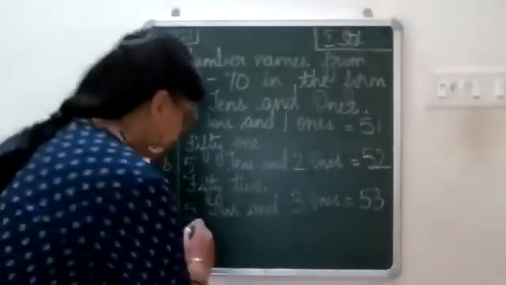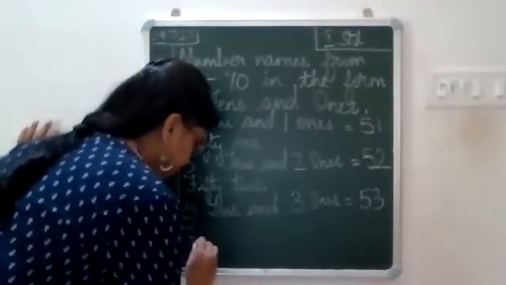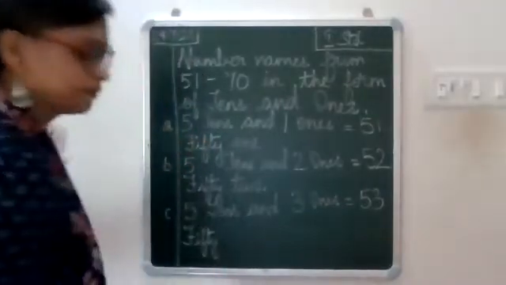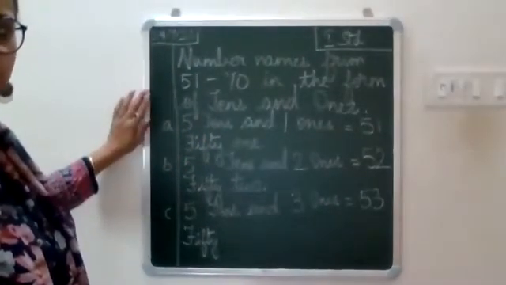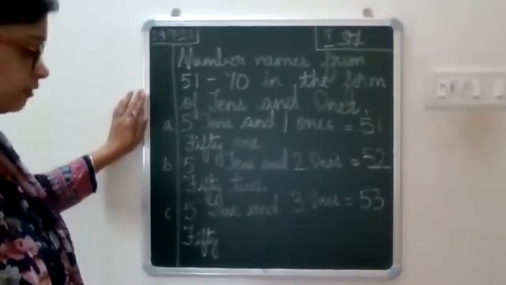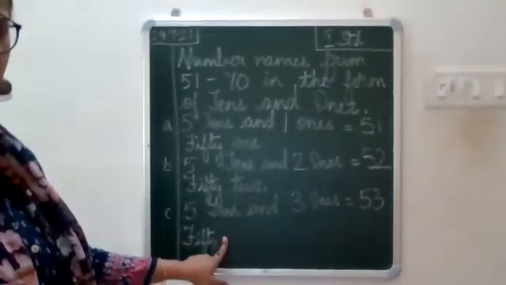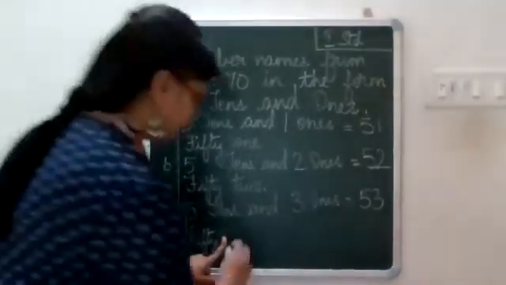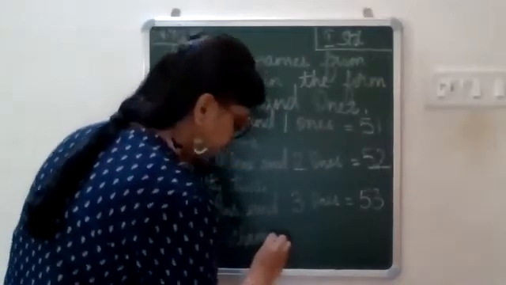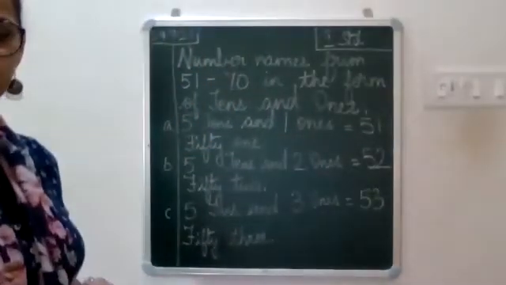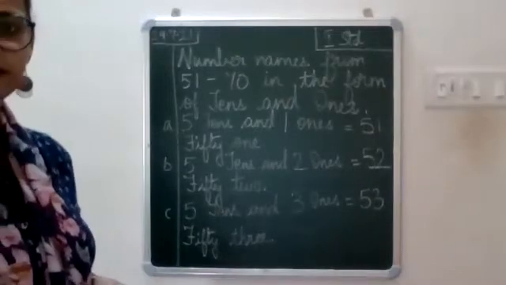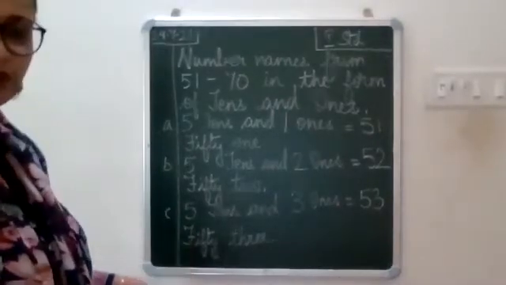Now leave a line, write down the spelling, capital FIFTY, 50. Leave one finger space, write down THREE, 3, 53. Write down 53. Now leave a line, you have to write D.